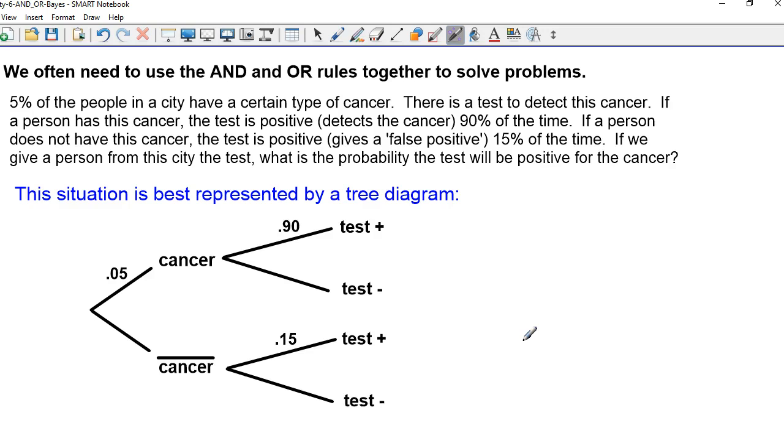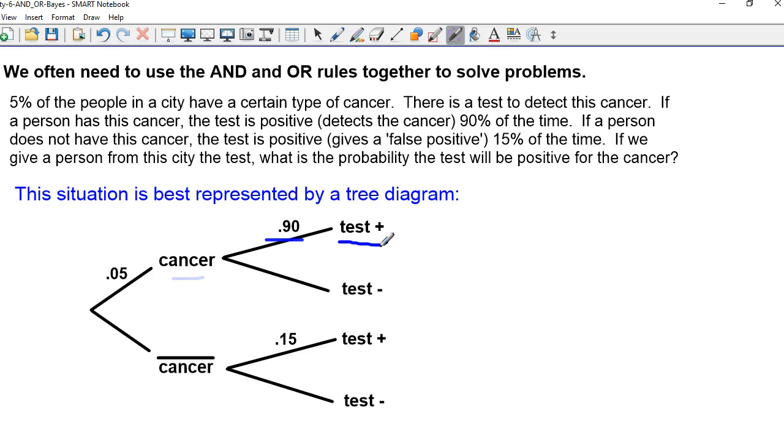Okay, so let's try to read through the problem again, but this time we're going to put on the tree diagram the percentages that we can from the wording. It says 5% of the people have this type of cancer. That's why this probability here is 5%. That's the probability of all the people having cancer. It says if a person has the cancer, the test is positive. So that's the conditional probability. Given that someone has the cancer, there's a 90% chance of having a positive test. And that's why that 90% is put right there on that branch.